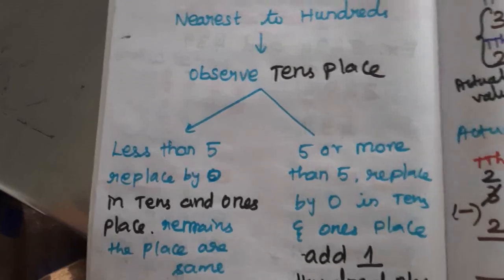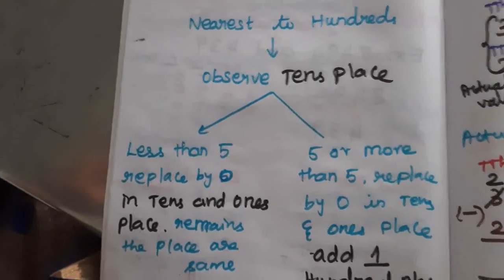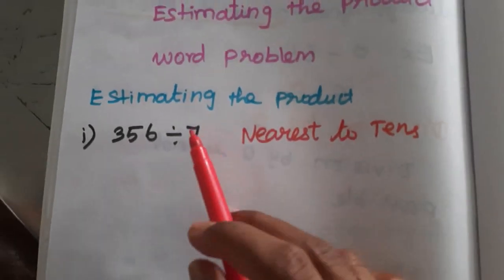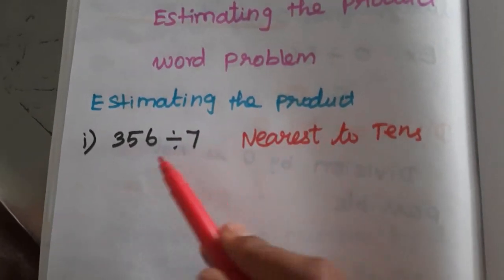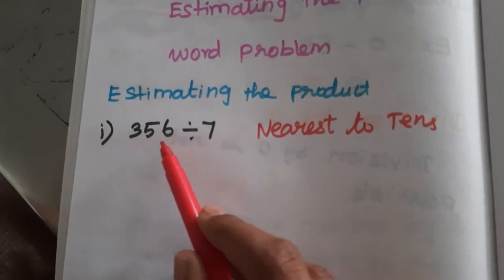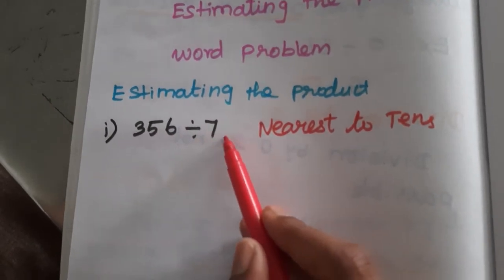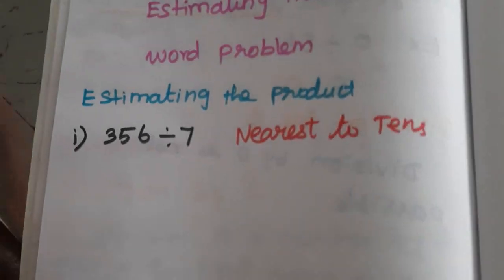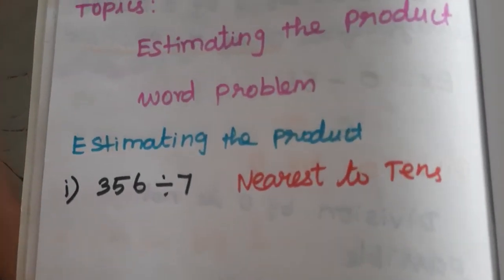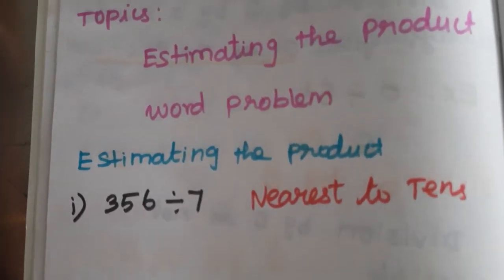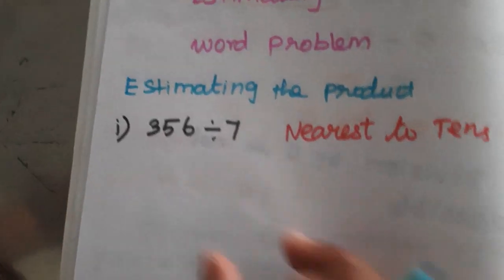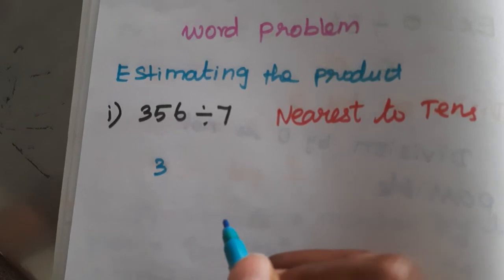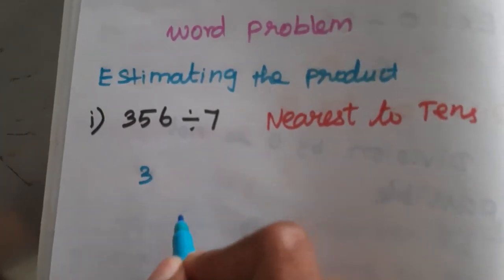Yes. Now we have to see the topic. This is the first sum, the first problem, estimating the product. This is the question: 356 divided by 7. Here we are going to apply the nearest to tens concept. Nearest to tens means first we have to write the number separately. First we have to find the estimated value.